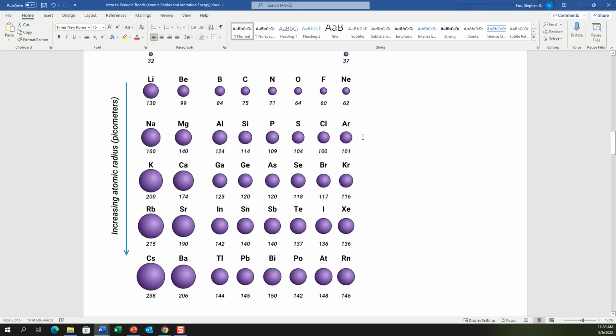Now notice there are some exceptions, right? Look at fluorine versus neon. It actually gets a little bit bigger. Chlorine versus argon. So there are always a few exceptions. You don't need to know those exceptions. When we get to the ionization energy trend, you'll have to know them.